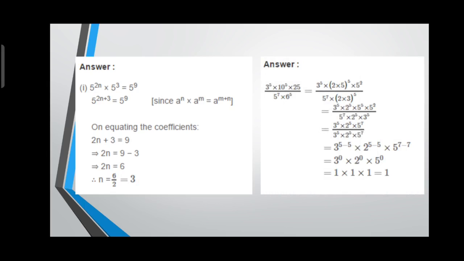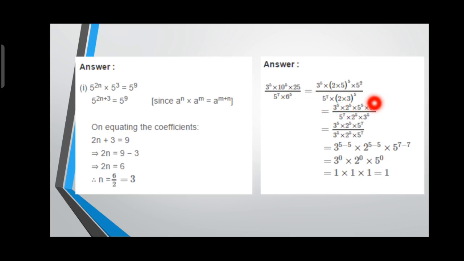3 raised to the power of 5 into 10 raised to the power of 5 into 25, divided by 5 raised to the power of 7 into 6 raised to the power of 5. So this 10 can be split into 2 into 5, raised to the power of 5, and this 25 can be written as 5 to the power of 2, because we need the base as 5. Then only we can simplify. And here 5 raised to the power of 7. So this 6 has been segregated into 2 into 3, raised to the power of 5.